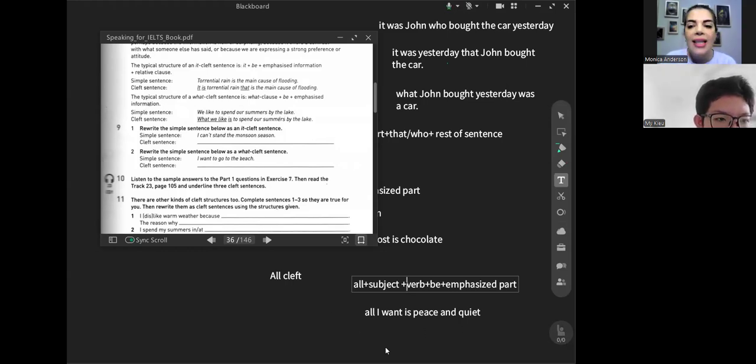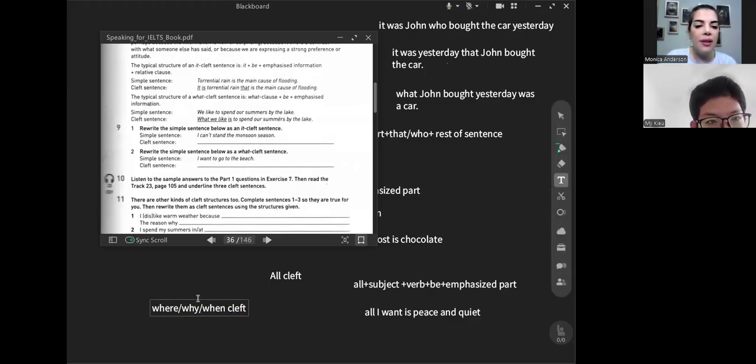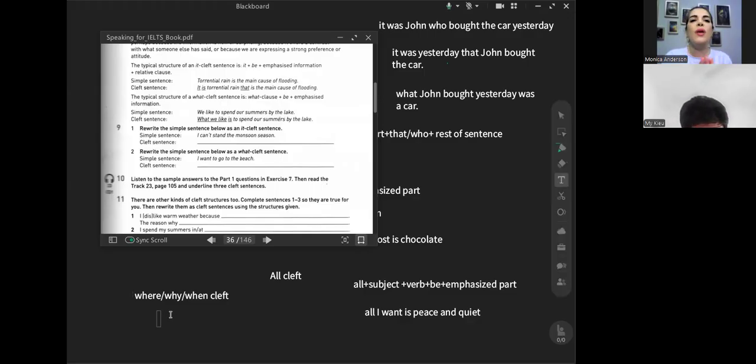And the last one, that is where, why, when cleft. Where, why, and when cleft. Okay, let me put it here. And this one is, again, why we use it. We use it to emphasize reason, to emphasize place, to emphasize thing, because we have why, when, where, place, time, and thing. So we use it to emphasize time and place and, of course, reason, why.